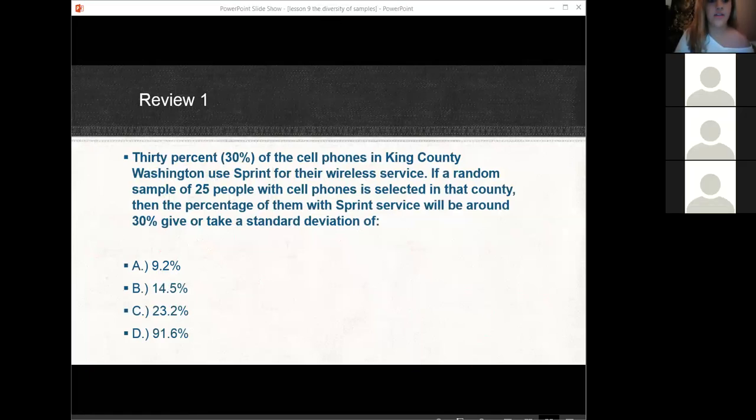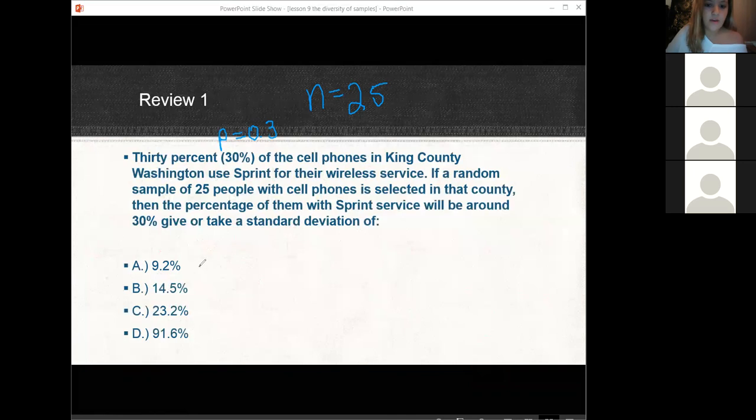All right, let's try going over this one together and see if we can walk through it. So remember, we're talking about proportions here. We have 30%, which means our p, the population proportion, is going to be 0.3, because it's telling us 30% of cell phone users use Sprint as their wireless service. So we're trying to find our standard deviation here. We have our sample size, n equals 25, and we're trying to find what the standard deviation is in general.